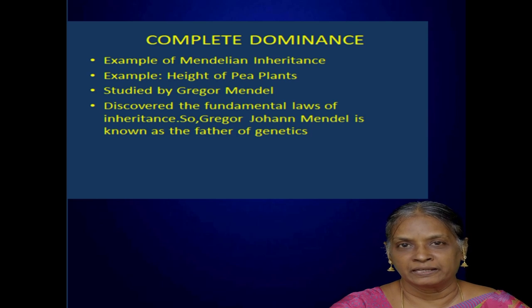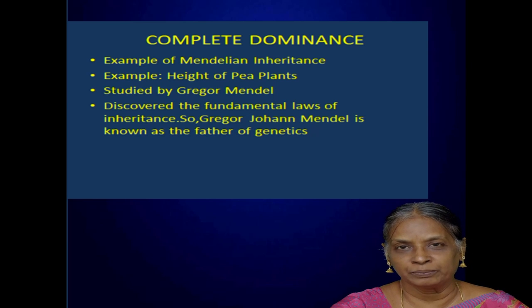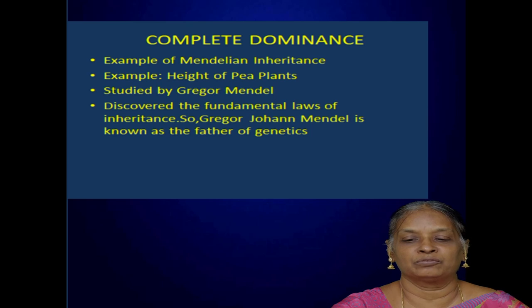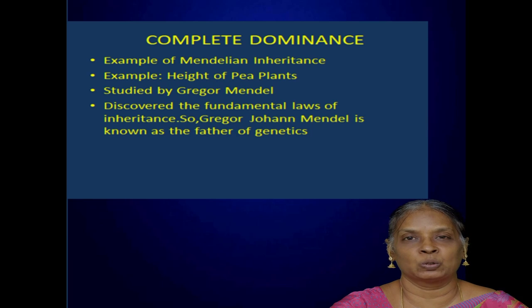This experiment was conducted by Gregor John Mendel in pea plants, and he discovered all the fundamental laws of inheritance. So the complete dominance in pea plants is an example of Mendelian inheritance, which follows a specific ratio. Gregor John Mendel is called the father of genetics, since he discovered all the fundamental laws of inheritance by studying pea plants.